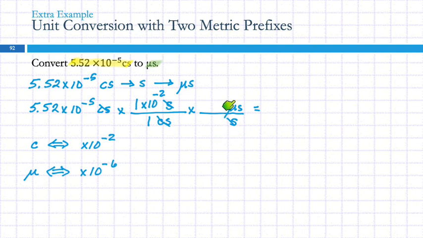On this one, I have the symbol micro on the top. I can't put micro and 10 to the minus 6 together. They need to be on opposite sides. So times 10 to the minus 6 is going to go down here. That's 1 microsecond. It's 1 times 10 to the minus 6 seconds.